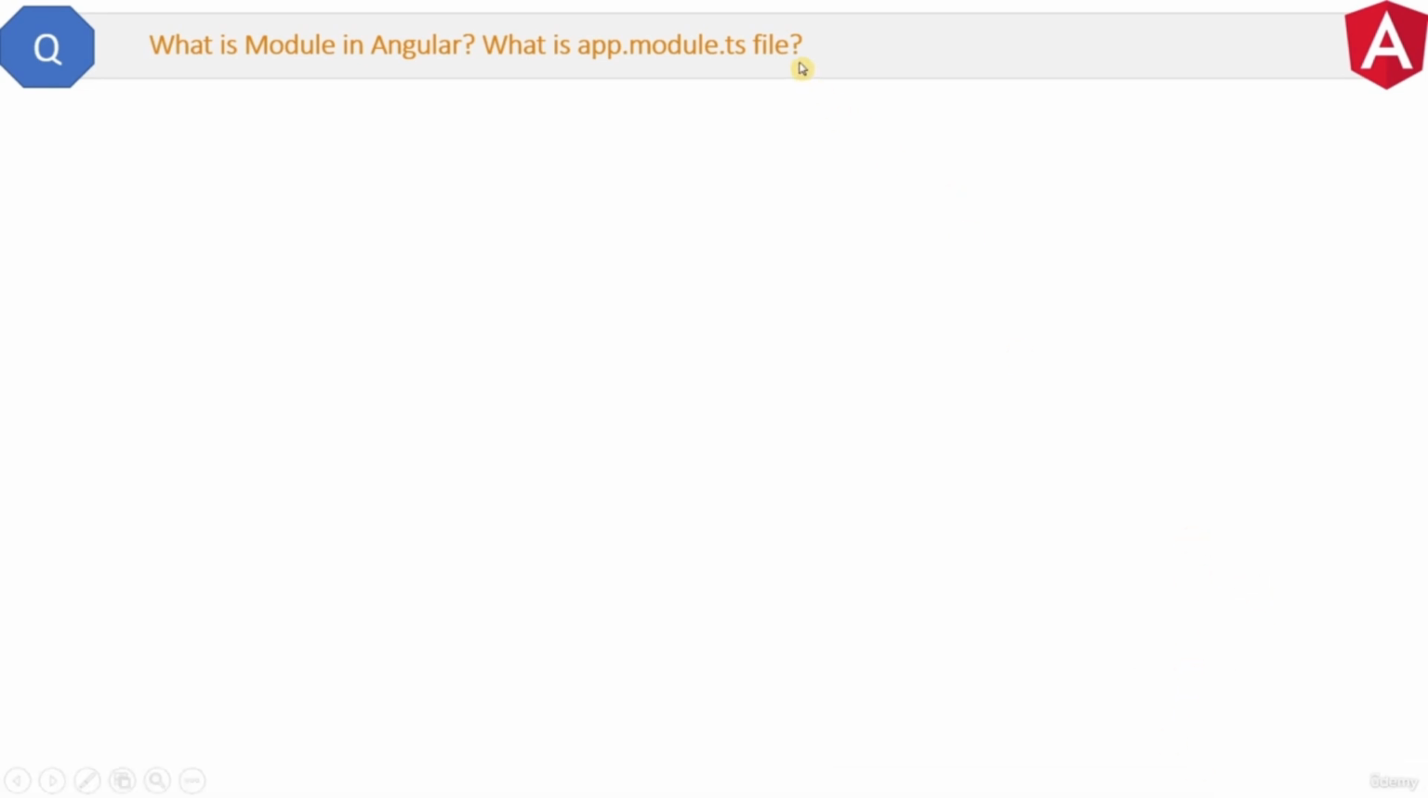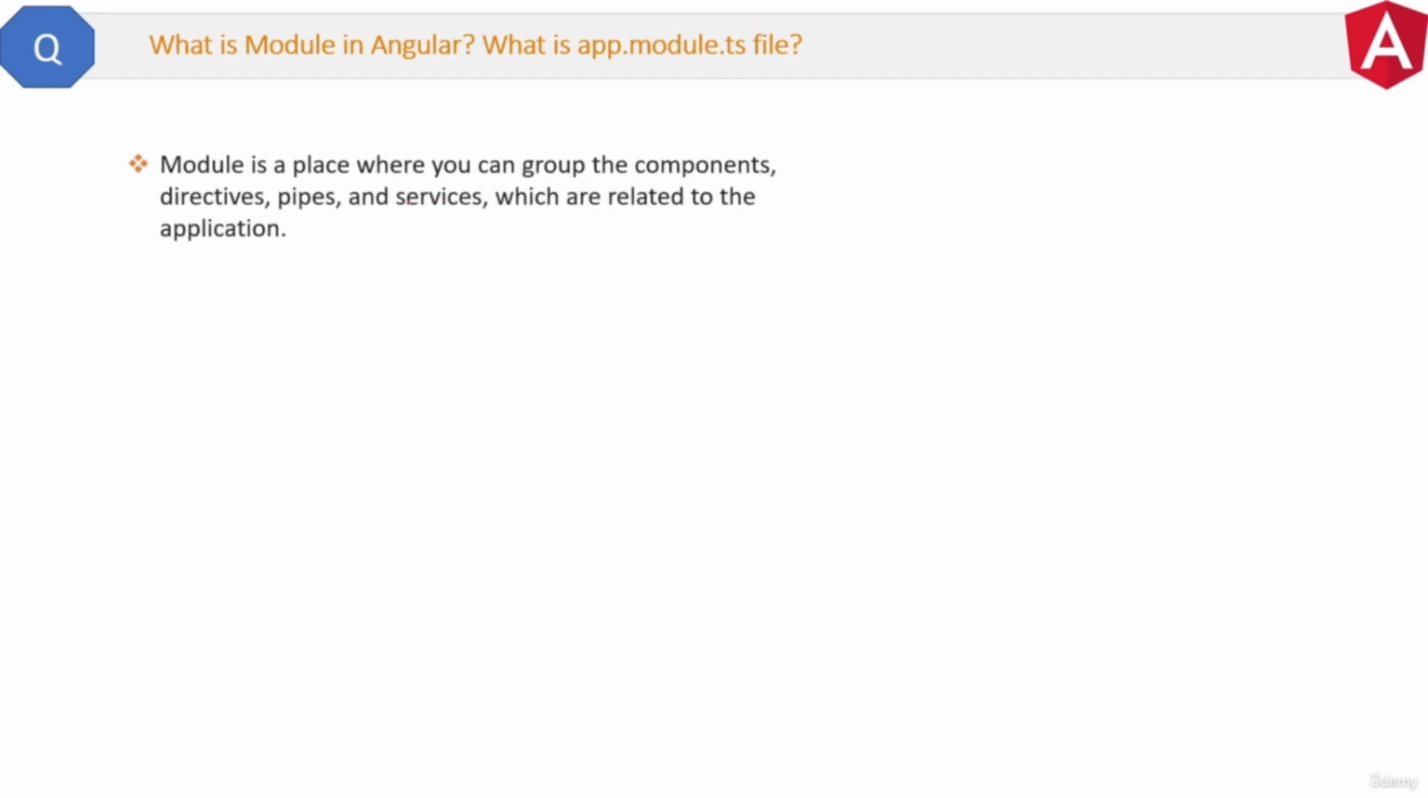What is a module in Angular? What is the app.module.ts file? After watching this video, you can explain modules to anyone. Let's first see the definition and then explore the module in detail. A module is a place where you can group the components, directives, pipes and services which are related to the application.